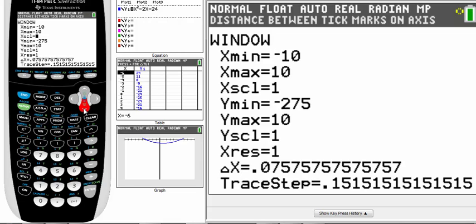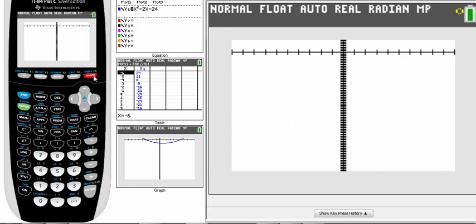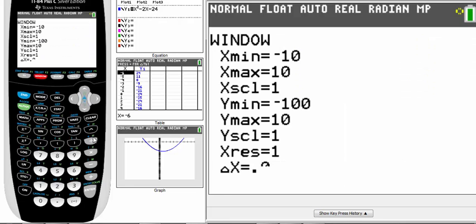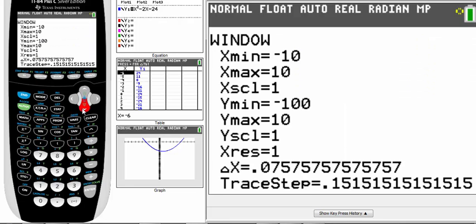And again, I'm looking for that minimum y value. I think I might want to try negative 100 maybe. That one's a little better. I think I'm going to change it again. Let's go negative 50 maybe. And this is how you change the scale whenever you're working. So if you can't see your complete graph, you can come in here and change your different scales.